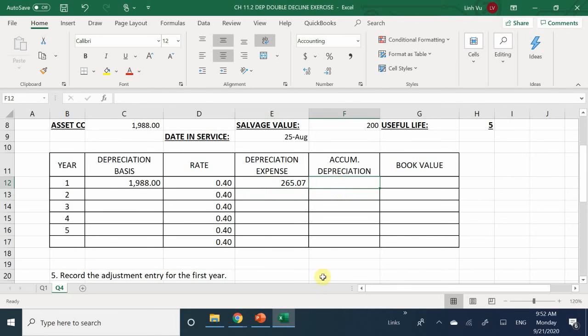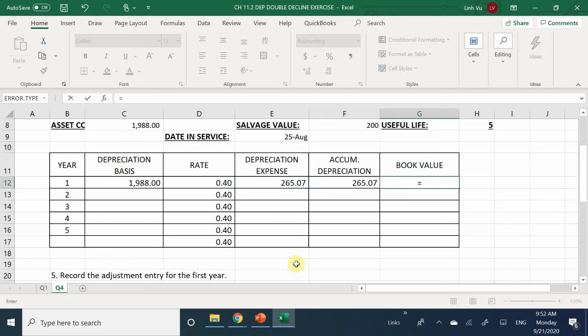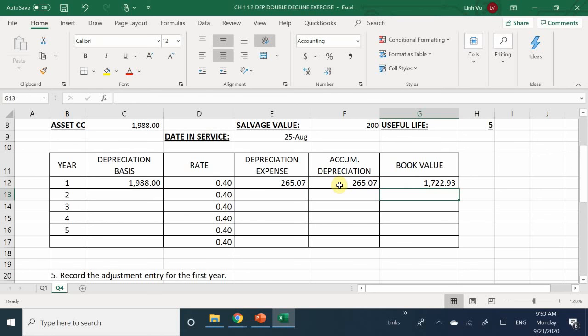Okay, well, easy. Appreciate it. All right. So what is the accumulated depreciation for the first year? 265.07, good. And what is going to be my book value now? I got $1,722.93. Yes, good. All right.